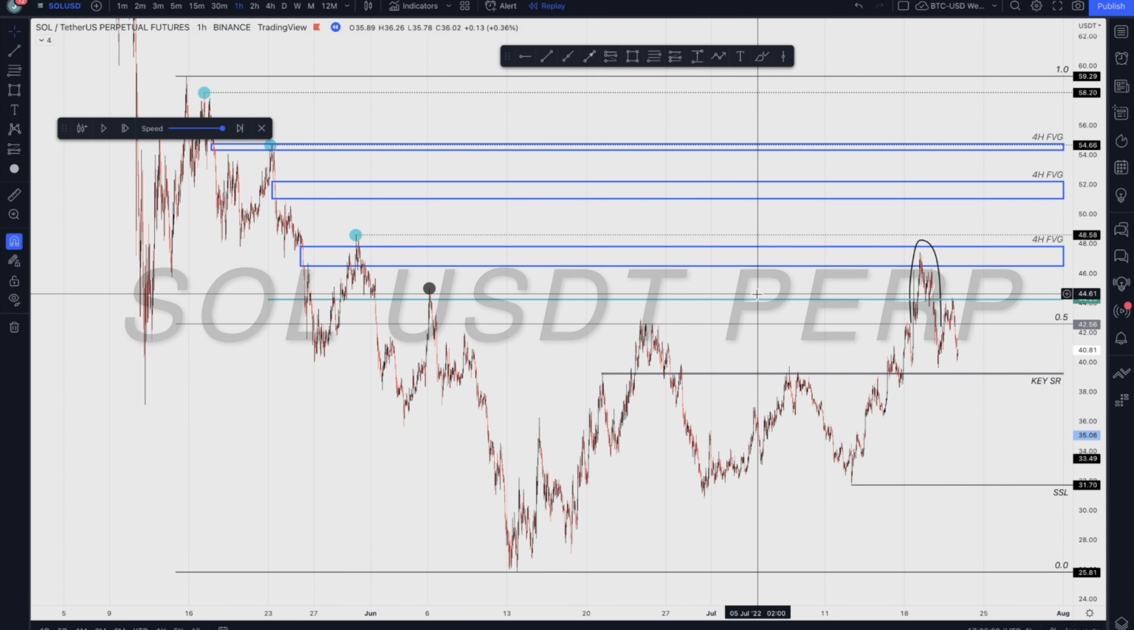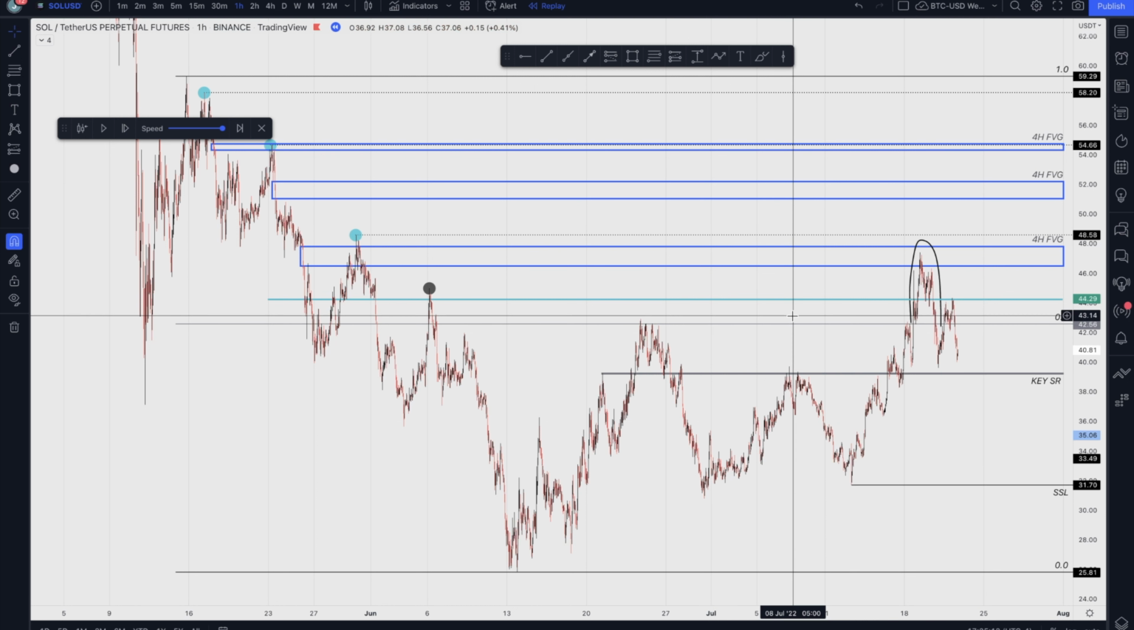This is John Gall speaking, and today we are having a look at SOL USDT. This is obviously the PERP futures chart.